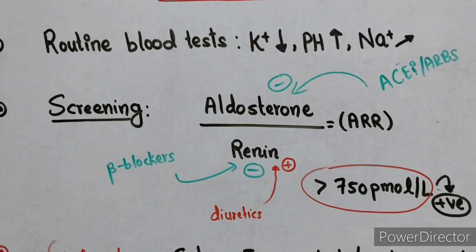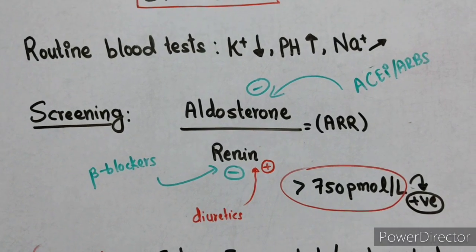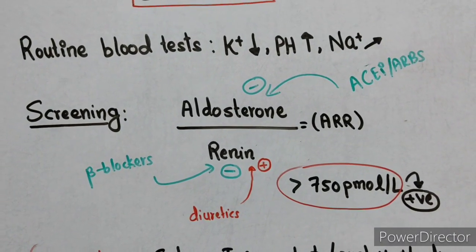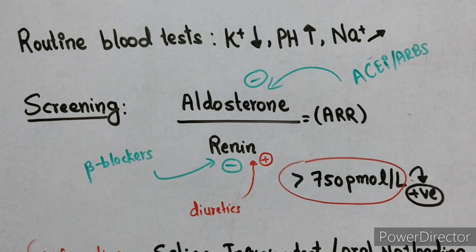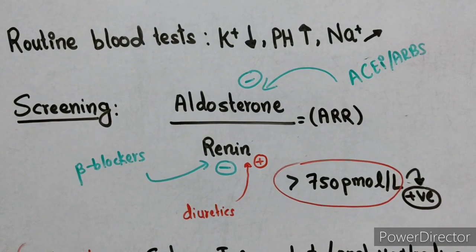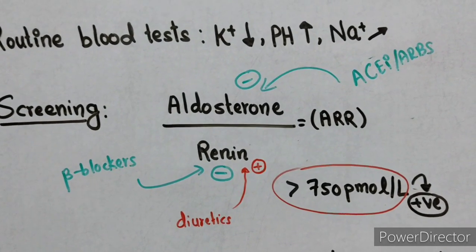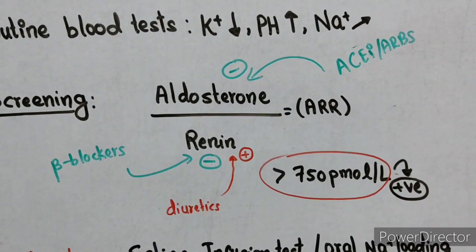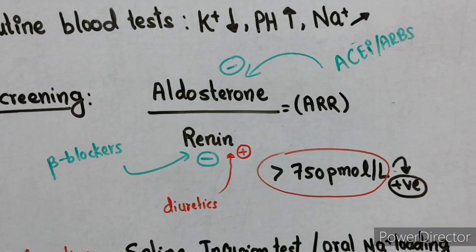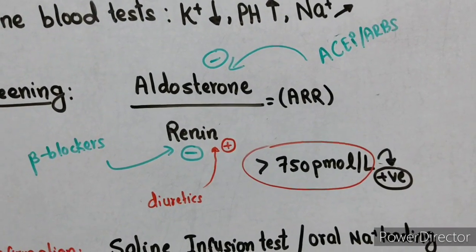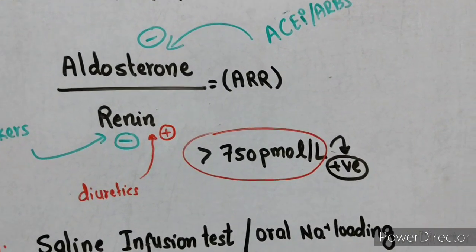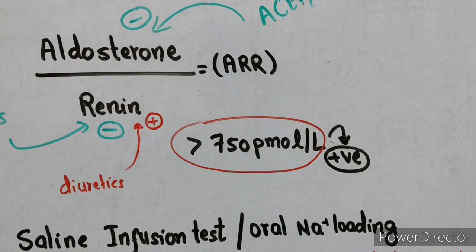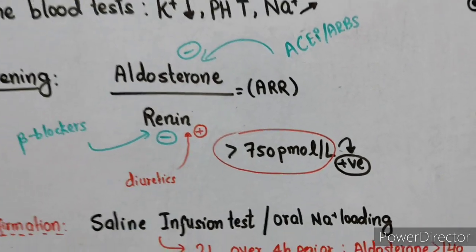Screening is done by detecting the aldosterone by renin ratio. In primary hyperaldosteronism, there is excess production of aldosterone from the adrenal gland. This excess aldosterone will try to inhibit the renin production by negative feedback. So this ratio will be high. So if aldosterone by renin ratio is greater than 750 picomole per liter, then screening is said to be positive.